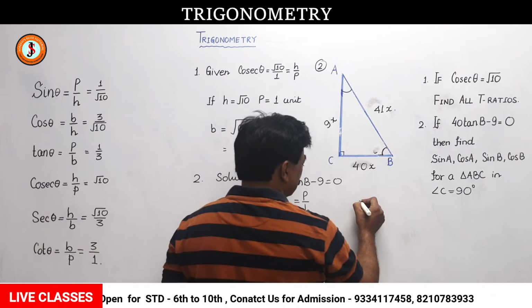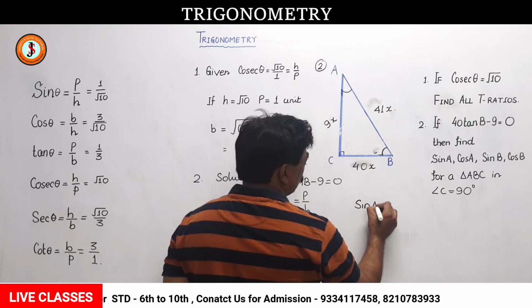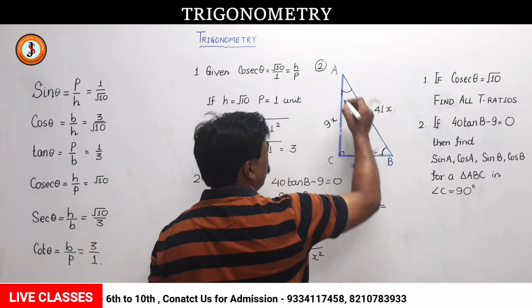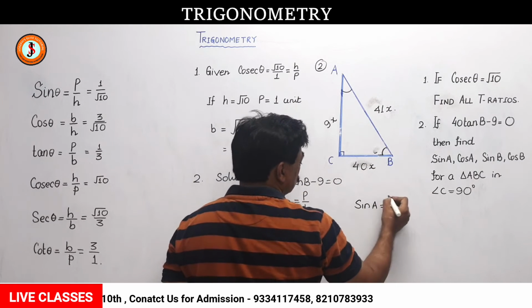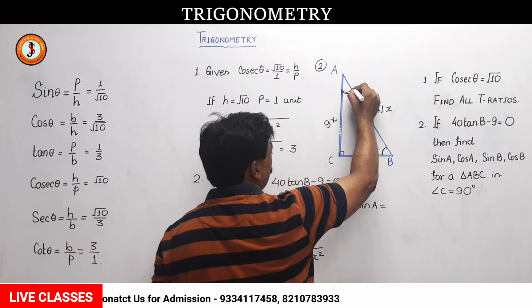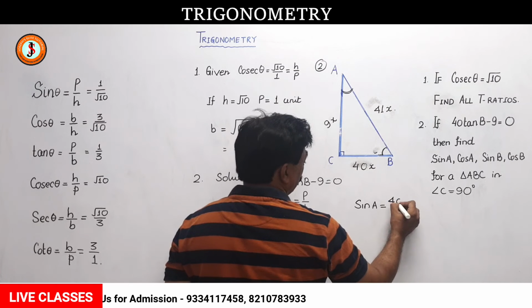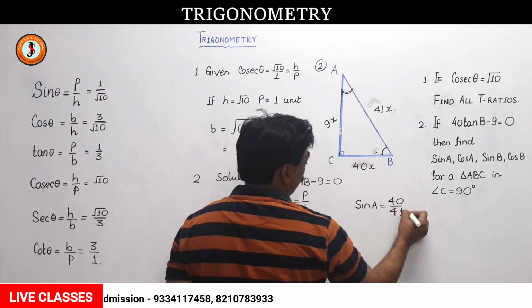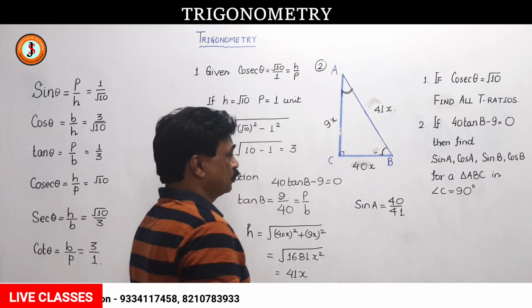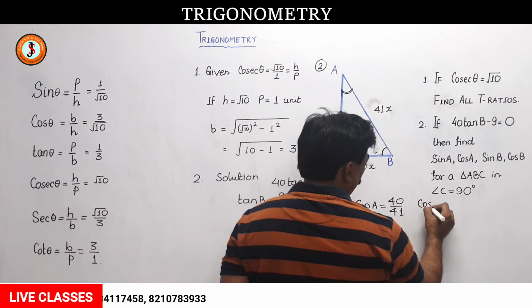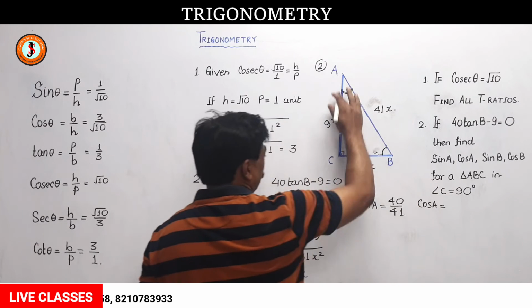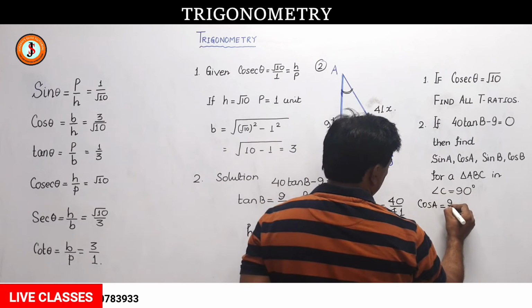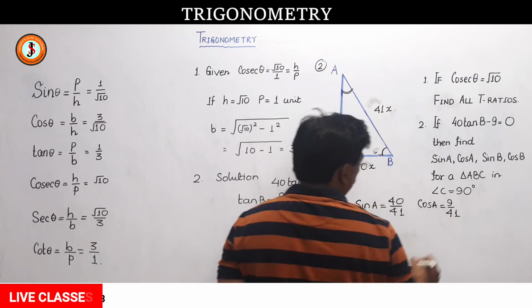Now they're telling us to find sine A. Sine A is perpendicular by hypotenuse, but for A, perpendicular will be 40 and hypotenuse will be 41. We have cancelled x. Then cos A means for A, base will be 9 and hypotenuse will be 41. So done.